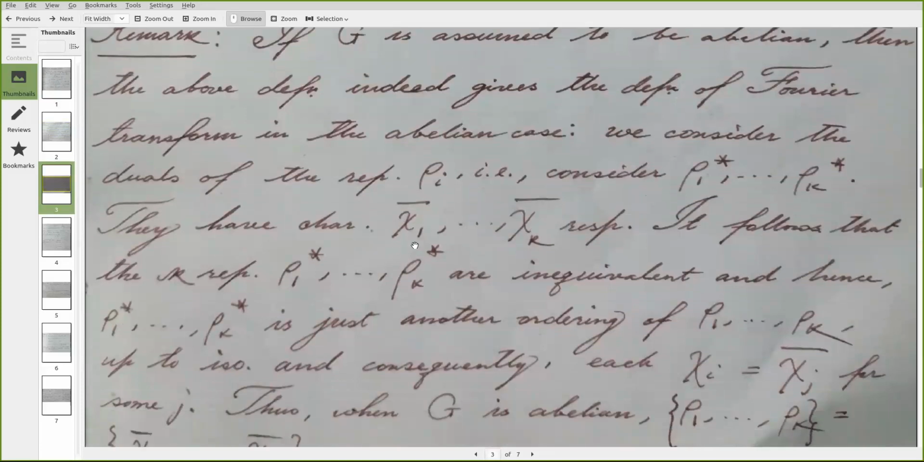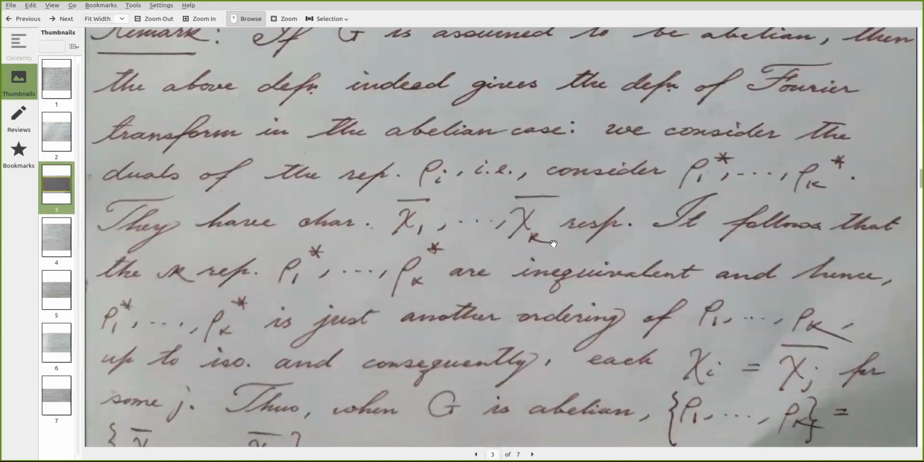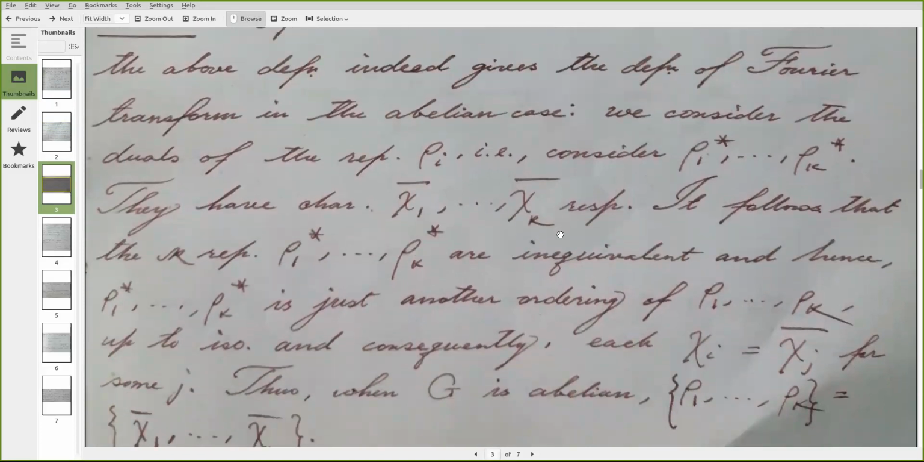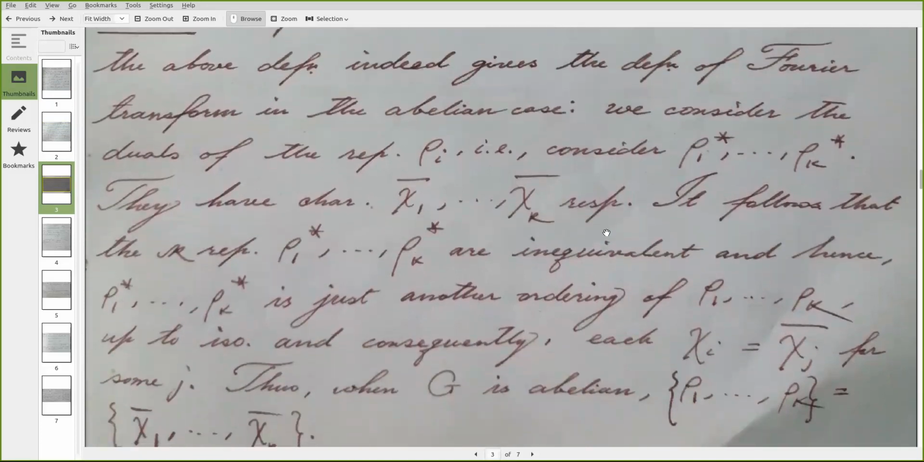Now, since each chi i is irreducible, let me again explain more. Each chi i is irreducible, therefore the inner product of chi i with itself is 1. From there it is quite clear that the inner product of chi i conjugate with itself is also 1. Therefore each chi i conjugate is irreducible. Since chi i is not equal to chi j, so is chi i conjugate not equal to chi j conjugate. So these are all different irreducible characters.